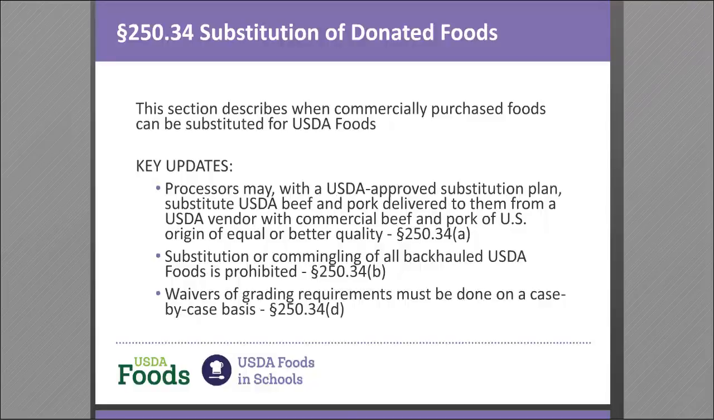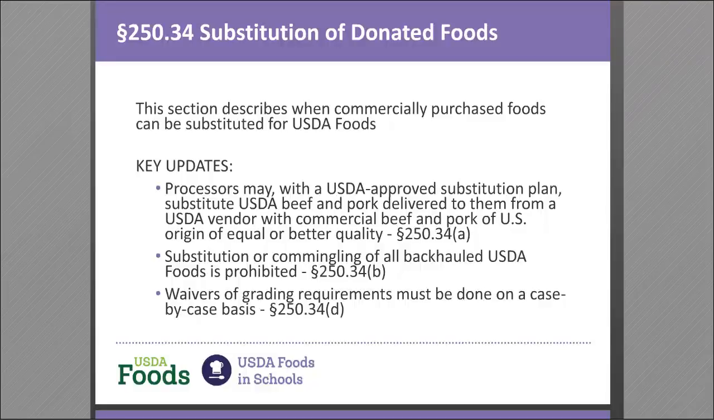250.34C and D cover grading requirements and when they can be waived. Under prior regulations, the distributing agency was permitted to approve a waiver of the grading requirement for beef, pork, or poultry under certain conditions. We include this contingency in the revised regulations and retain the conditions under which the distributing agency may approve such a waiver in 250.34D.